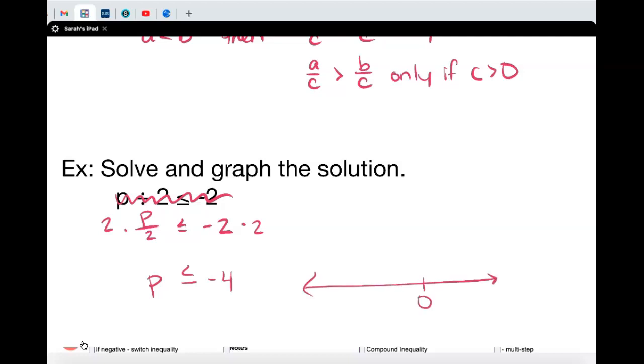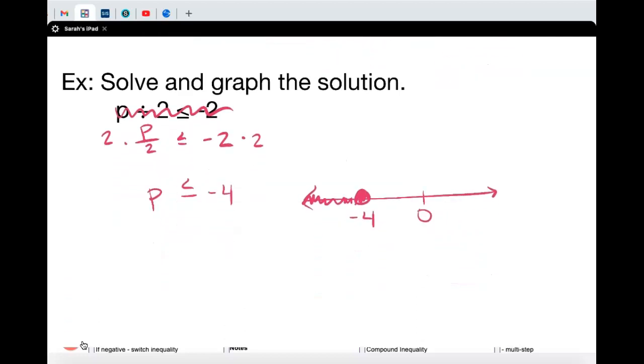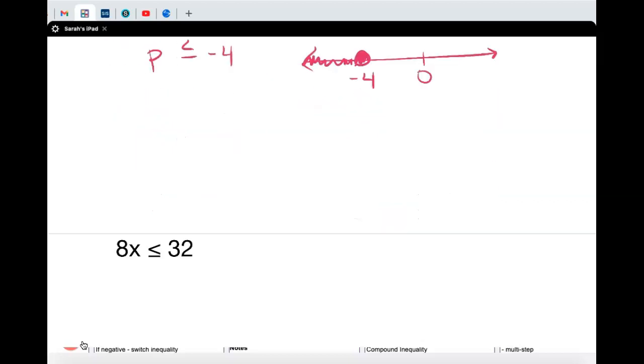So plot your 0 and plot -4. So that -4, is it a circle or a dot? A dot. Okay, am I shading left or right? Left, because that's the direction my inequality is facing. Okay, not too shabby.